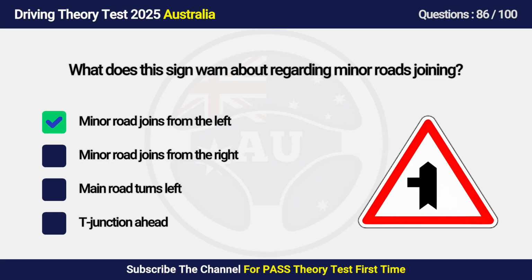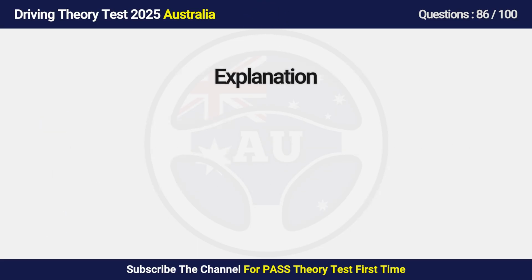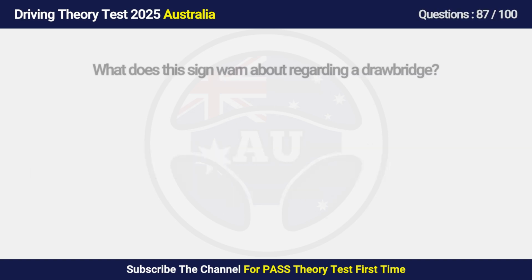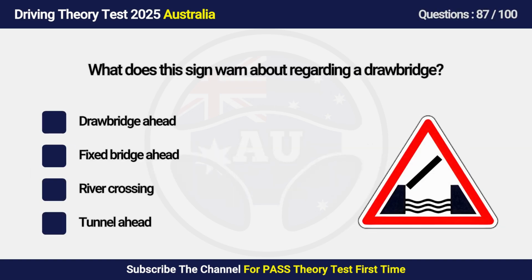Answers is A. Minor road joins from the left. This warning sign indicates that a minor road will join the main road from the left ahead. Be aware of potential traffic entering from this side. Question 87. What does this sign warn about regarding a drawbridge?